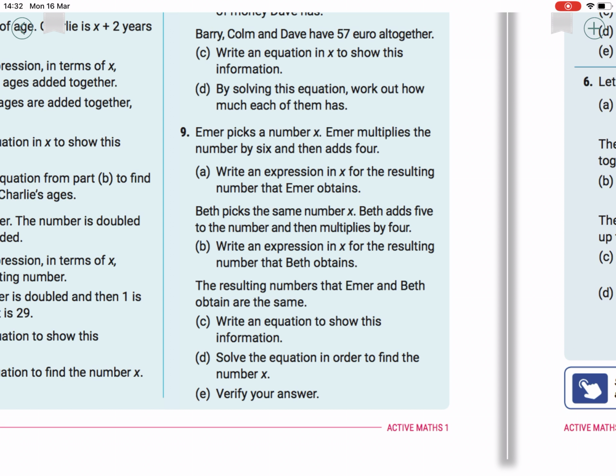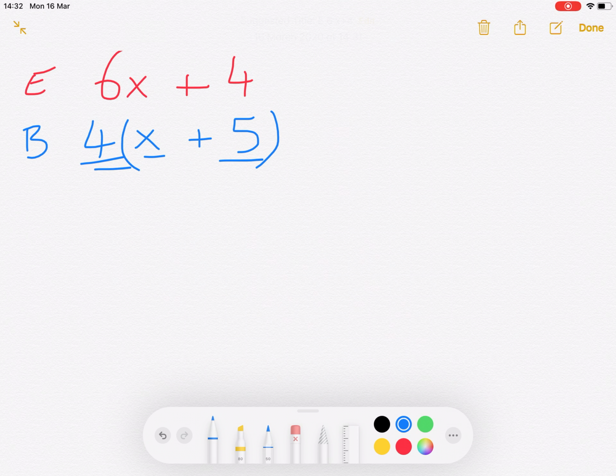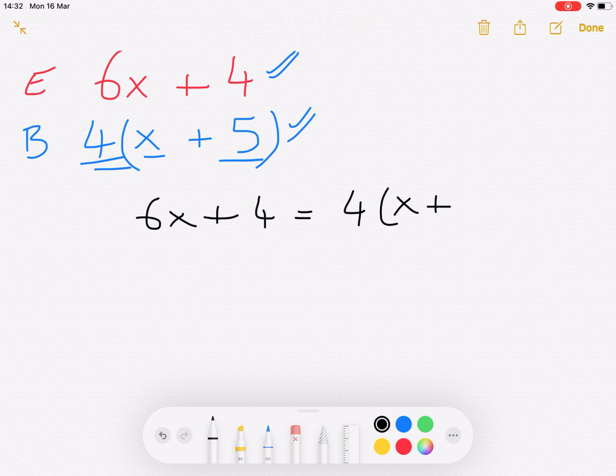It says the resulting numbers that Emer and Beth obtain are the same. So to finish off this question, I've got to write an equation, solve it, and verify it. So they end up with the same number. So if I use this and this, and I end up with the same number, what I can do is I can equate them to one another. I can say that 6x plus 4 is equal to 4 by x plus 5, because they give me the same number, which means they are equal. Okay, so I get rid of those and then I can get moving.